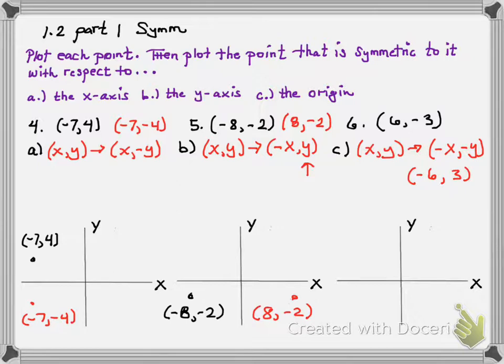So plotting our original 6, negative 3, that's right 6, down 3, something like that. And our new point, negative 6, positive 3, looks something like this. Gives us a pretty good illustration of a point that is symmetric to another with respect to the origin.